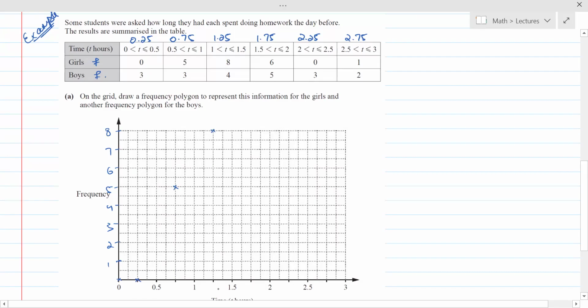Then we have 1.75 and 6. 1.75 and 6 would be here. 2.25 and a 0. So 2.25 and a 0 would be here. And then 2.75 and 1. 2.75 and 1 should be here. So let's join all these points first.